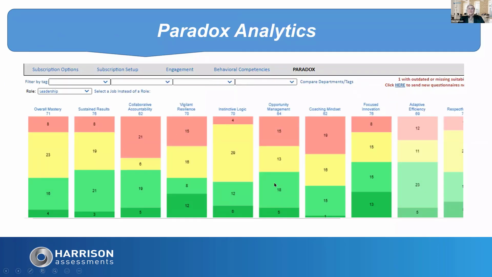Here's a sample of the paradox analytics. You can see here we have it set to leadership, and I'm analyzing a whole team in relationship to leadership. And you can see their overall mastery level average is 71%. And you can see a good number of them are down here in the green, and there's quite a few in the yellow and some in the red. And it does the same thing for every one of the paradoxes. So you can look at each paradox, and you can see the paradoxes that they're struggling with. So it's really useful to look at it on a group level, this is the case.